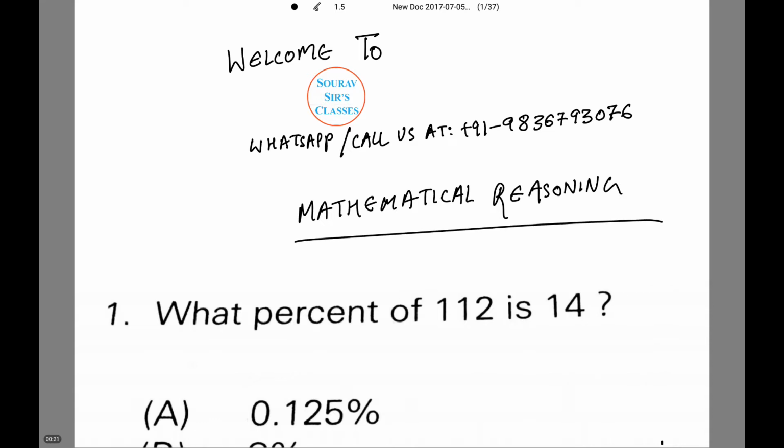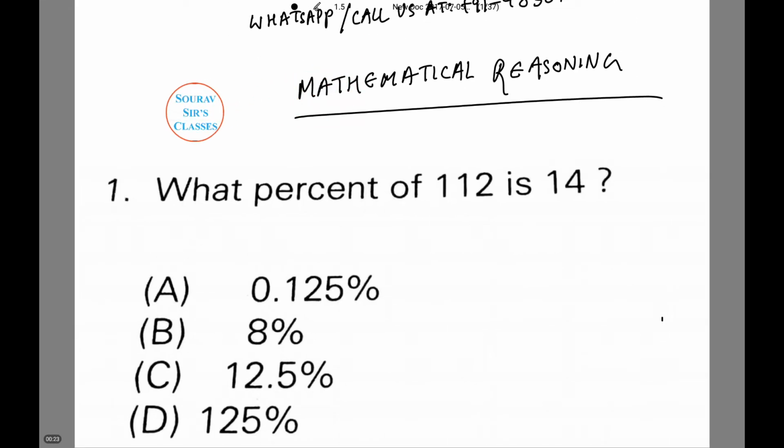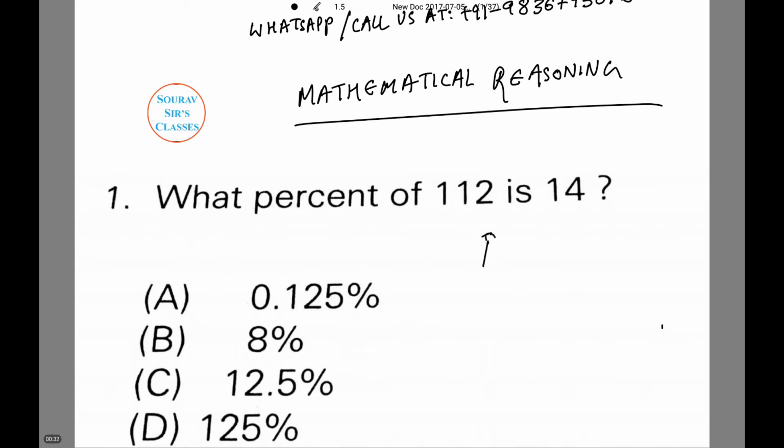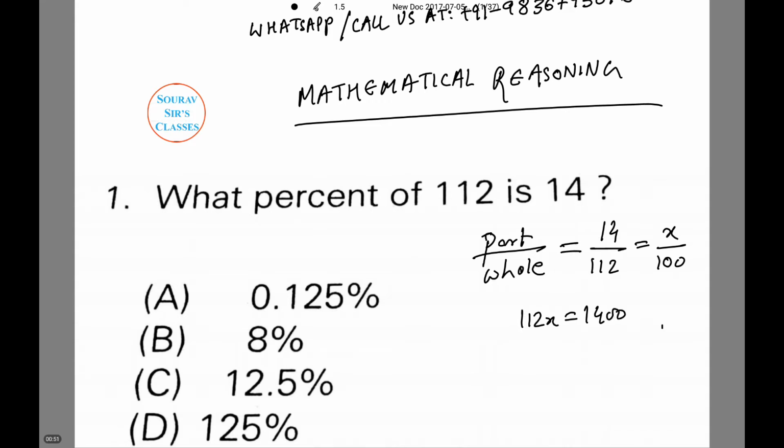Let's see our first question. What percent of 112 is 14? Since this is a percent problem, you can solve this by thinking in terms of part by whole ratio. In this case, part by whole equals 14 by 112, which equals x by 100. Now upon cross multiplying, we get 112x equals 1400, or x equals 1400 by 112. Thus x equals 12.5.